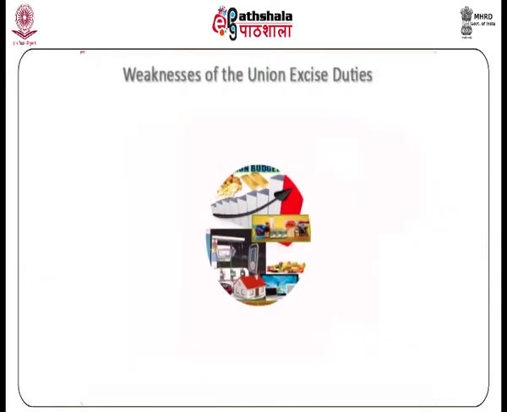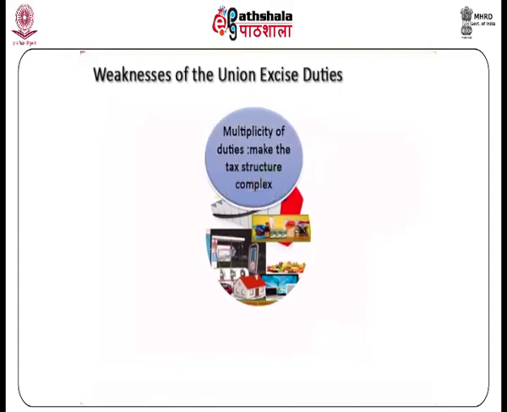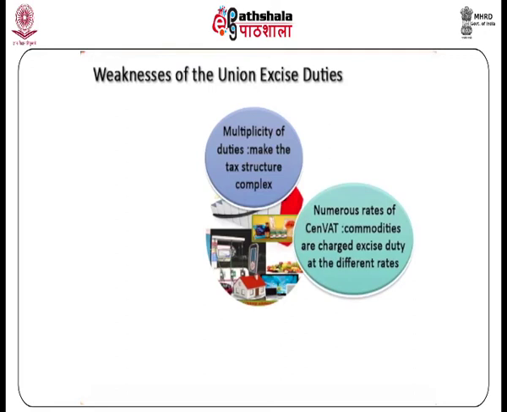The existing structure of UED is characterized by the following weaknesses. 1. Multiplicity of duties. There are different kinds of excise duties that are levied and collected by the central government, and such different types of excise duties make the tax structure complex. 2. Numerous rates of SENVAT. While the standard rate is 10%, several commodities are charged excise duty at different rates.